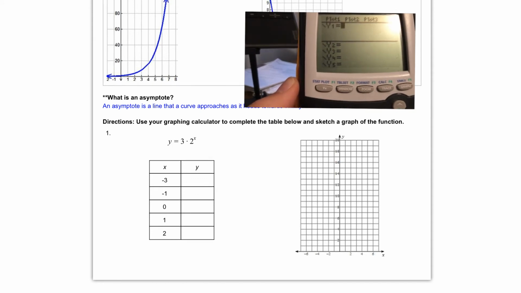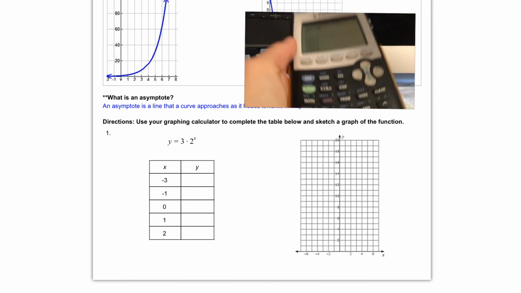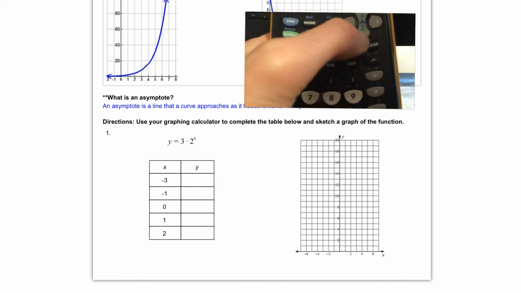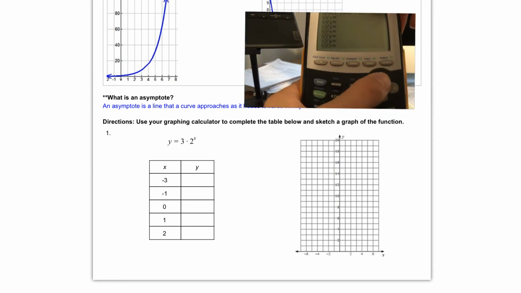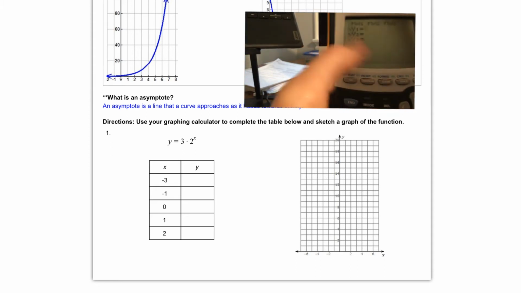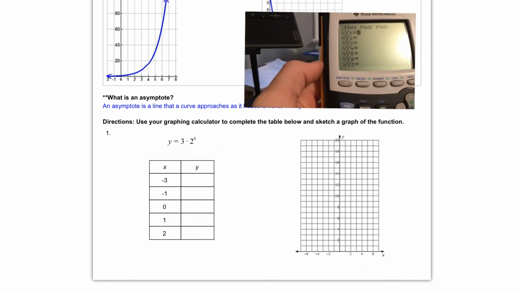And every once in a while, we get stuff that's in the bottom of our calculator. So sometimes it's nice to scroll down. Using that down arrow key right here, we can scroll down and check all our different y equals just to make sure there's nothing written inside. Once everything is cleared out, then we're going to plug in our function.